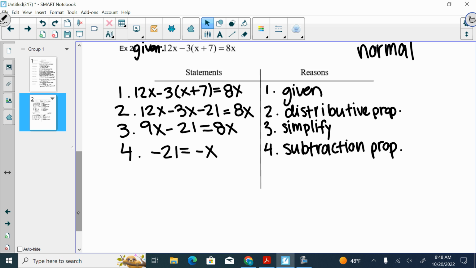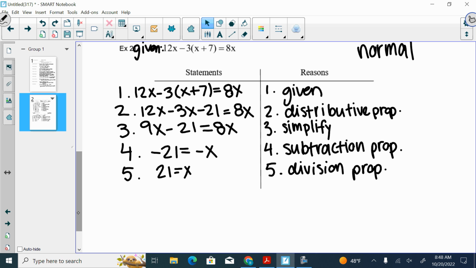Alright, and then what should we do? Divide, right. So if I divide, I'm going to end up with 21 is equal to x. So all we did here was divide, so division property. Okay. You also could multiply by -1, right? And that would do the same thing. And if you chose to multiply, you just put multiplication property here.